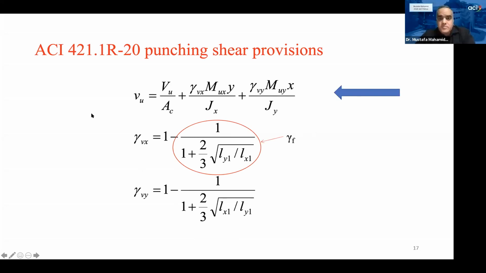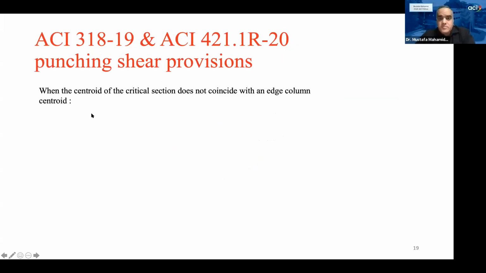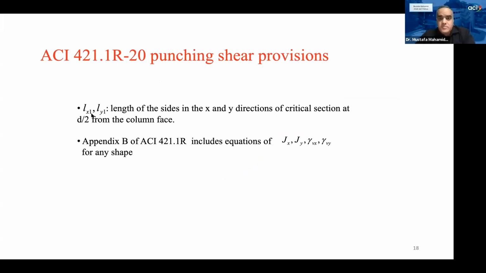All these parameters are defined here, and they are shown in the figure, L1 and L2. These are the lengths of the critical sections on both sides, x and y, and d over 2 is the distance to the critical section. And so Jx, J1, gamma Vx, gamma Vy are provided for any shape of column, a corner, edge, middle column, in the appendix of ACI 421.1R.